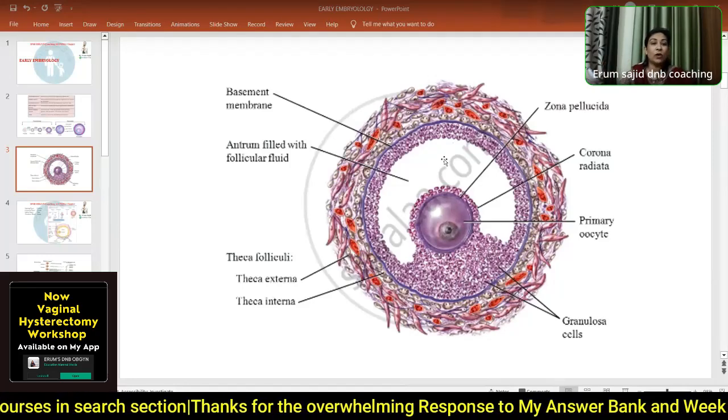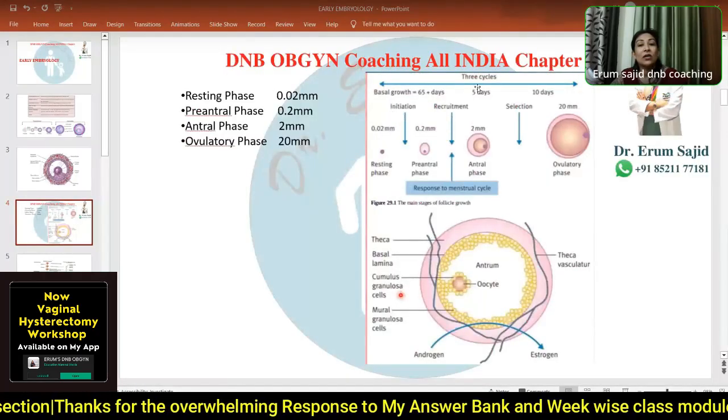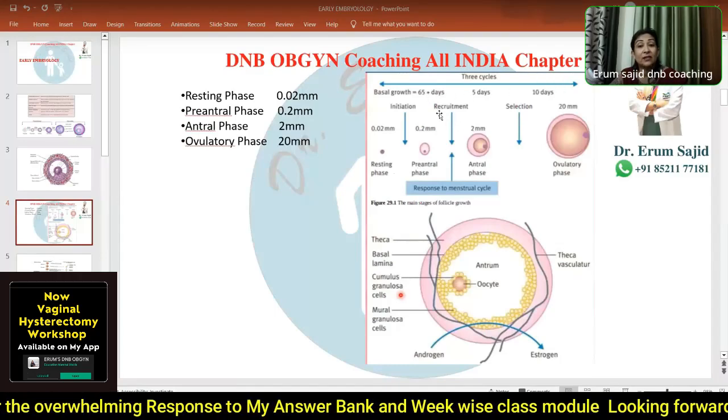Okay, the 20 mm follicle. Let's just see here. This one. So these small follicles, as you see, they're ones which are growing for the past 65 days. As you can see, these cycles are going on.